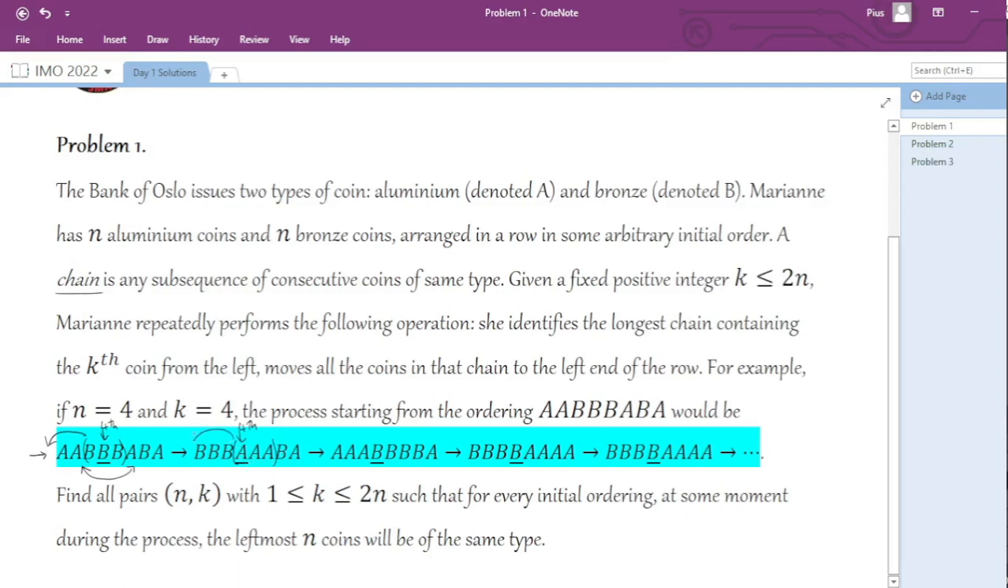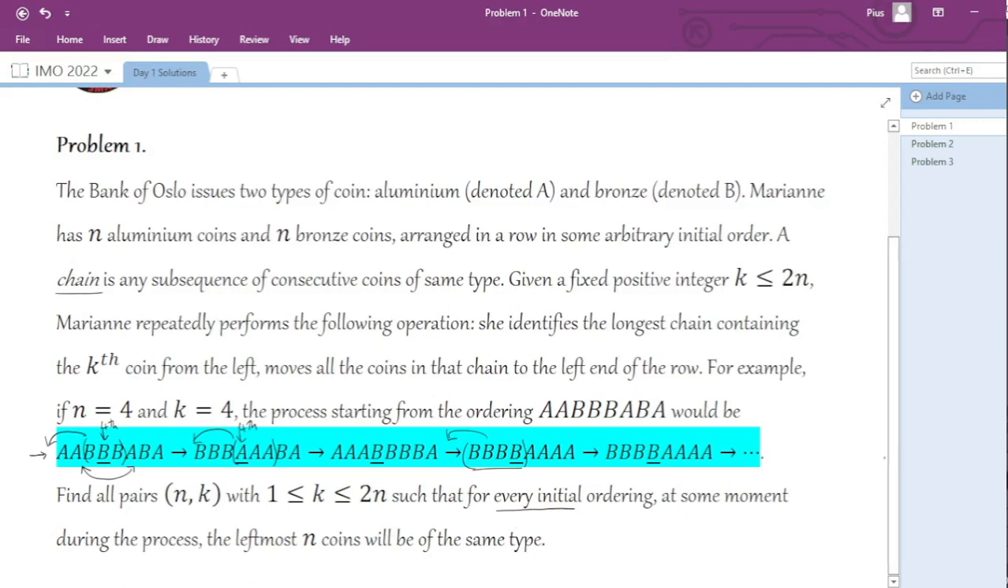So we just repeat this, and from here we see that at some point after we identify the coin and take the chain, once we take it to the extreme left, we don't get anything new because it's already at the left end. So the question now is to find all pairs n and k such that no matter which initial ordering we are given, at some point we end up in this same scenario, in the sense that during the process the leftmost n coins will be of the same type.